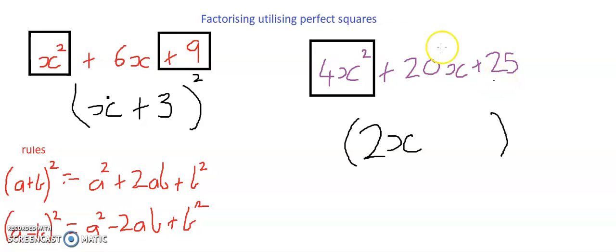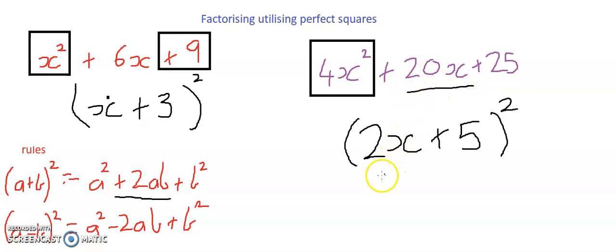Likewise, if I go to my b is 25, so my b squared is 25, which means if I square root 25, I get 5, so it must be 5, which means it gives me my a and b of 2x plus 5 in brackets squared. I can double check that with my rule of plus 2ab. Well, that 20x must be 2ab. So 2 times 2x, which is 4x, times 5, which is 20x. And there we go.